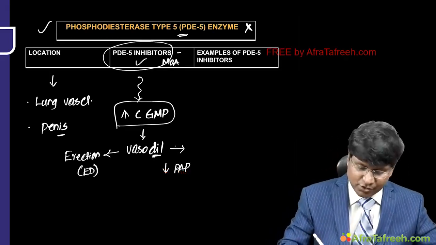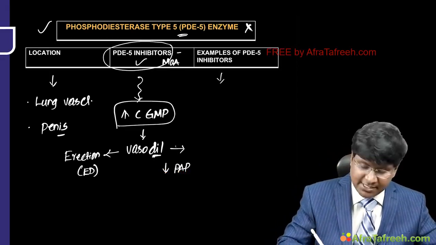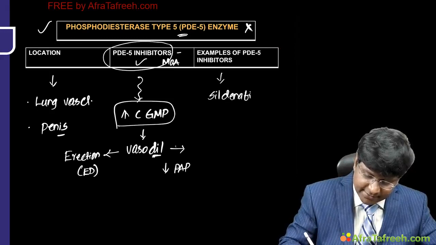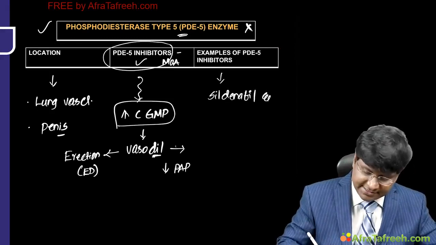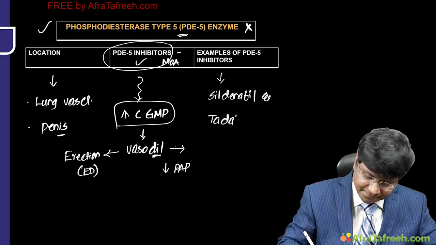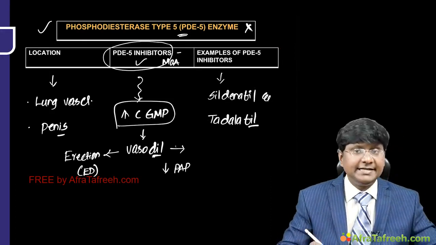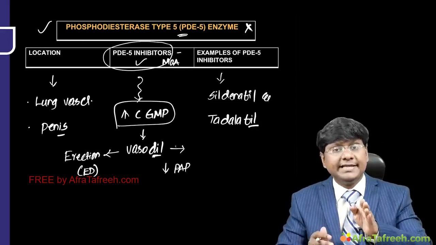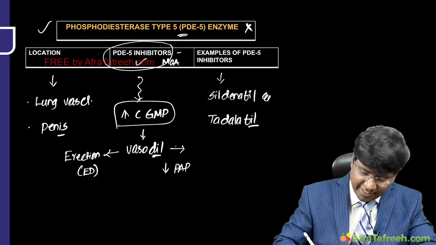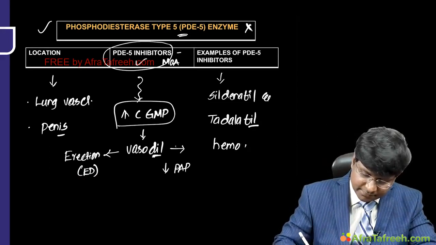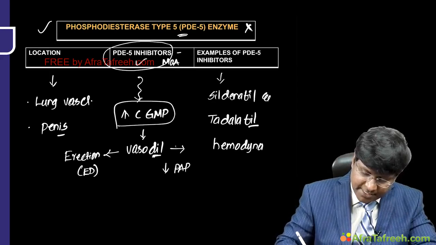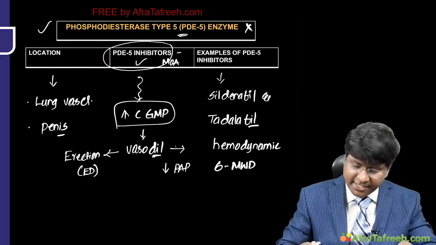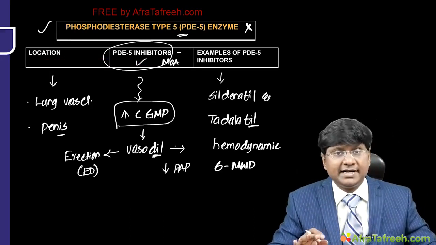Now, what are the examples of phosphodiesterase 5 inhibitors? That includes sildenafil, and the other drug is tadalafil. Both of these drugs have been shown to improve the hemodynamics in patients with pulmonary hypertension, and they have been shown to improve the 6 minute walk distance. Okay, that is the advantage of sildenafil as well as tadalafil.